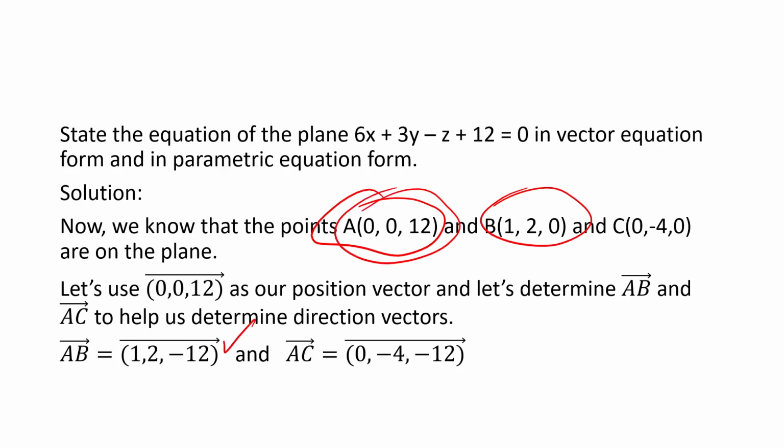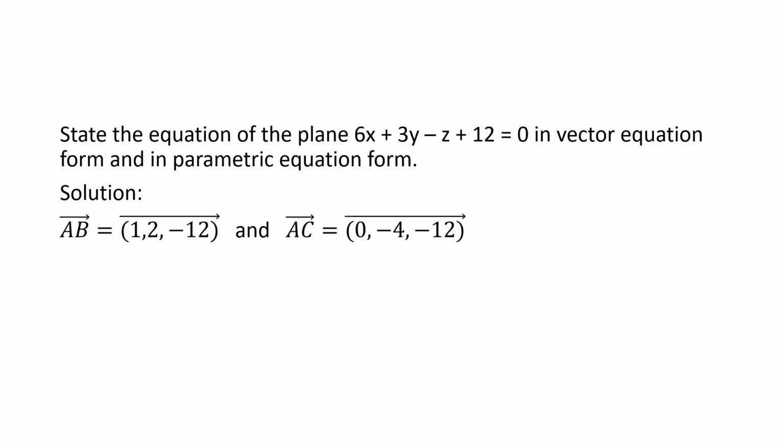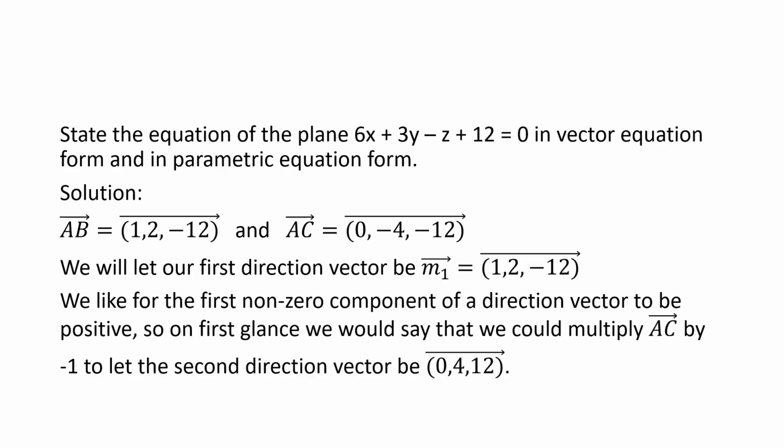And if A is (0, 0, 12) and C is (0, -4, 0), the vector AC will be (0, -4, -12). And so we've got those 2 vectors there, and they can be used as direction vectors. So we'll use this as our first direction vector right here, (1, 2, -12).